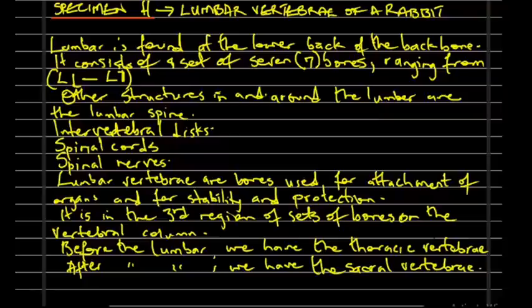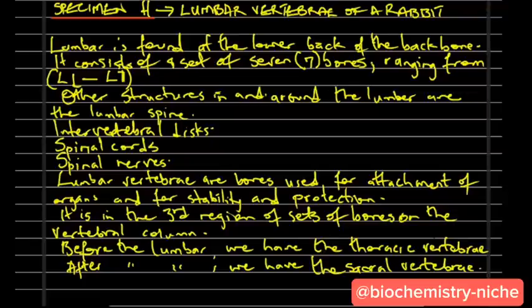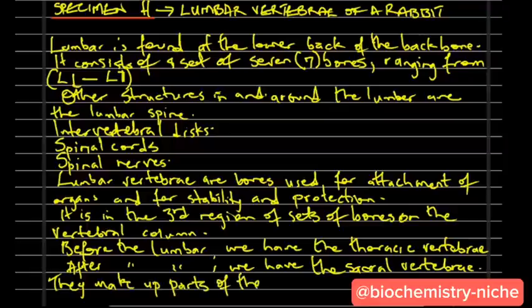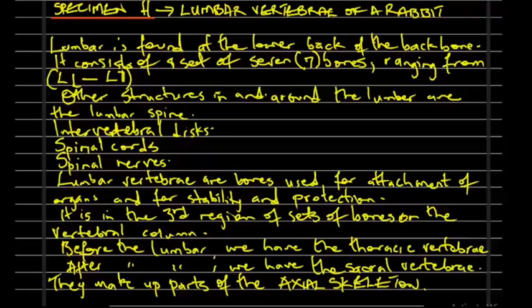Now, it makes up part of the axial skeleton. These two sets of bone that we have talked about, the atlas in the cervical as well as the lumbar, make up parts of the axial skeleton. So that information is also very needed, and we need to have that as well.